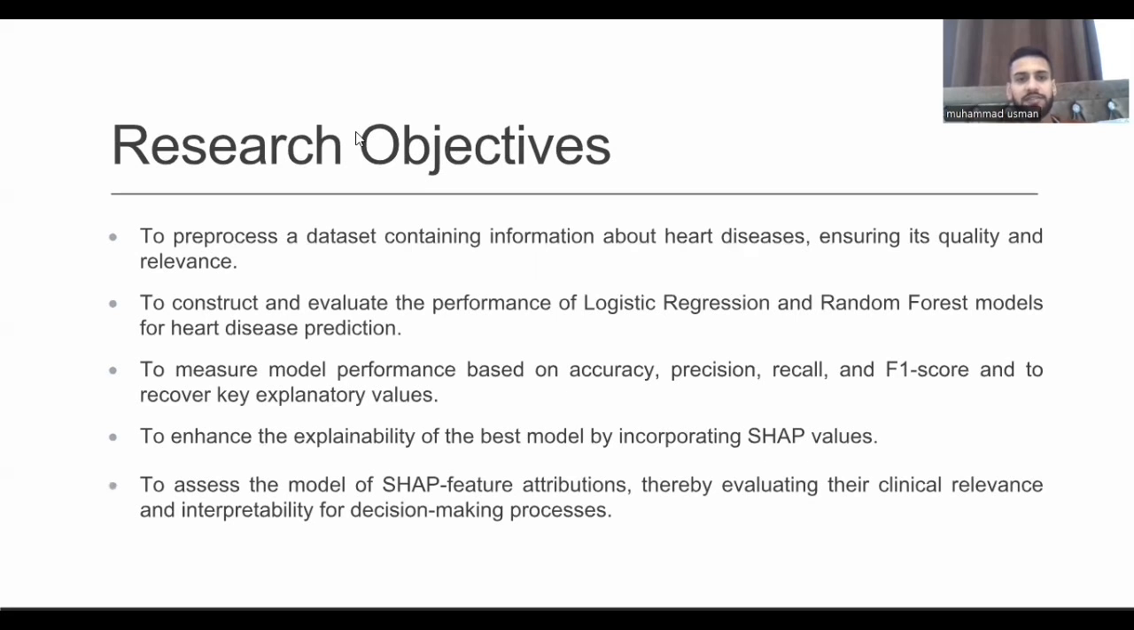So our research objectives are to pre-process a data set about heart disease, to construct and evaluate the performance of logistic regression and random forest models for heart disease prediction, and to compare the models on precision, recall, and F1 score. Then add explainable AI to enhance the SHAP values, using different SHAP feature attributions, and to check the interpretability for the decision-making process.